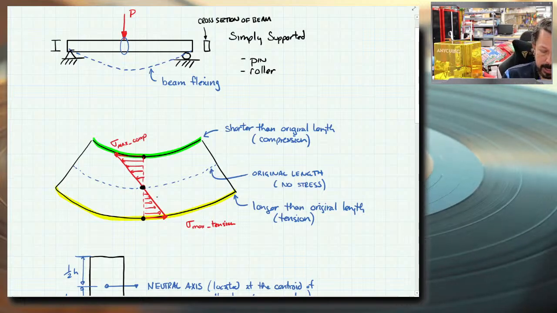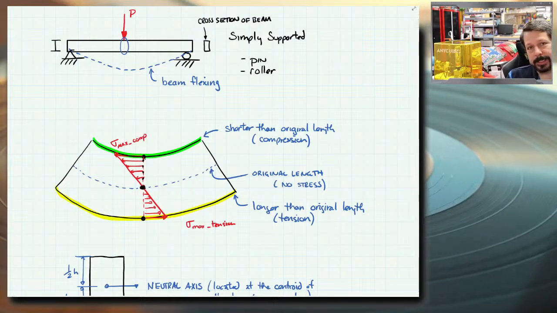So I have to pick where I want to calculate the stress. Where on this cross section do I want to know the stress? Typically, I want to know either the very top of the beam or the very bottom of the beam because that's where the maximum compression and tension are.